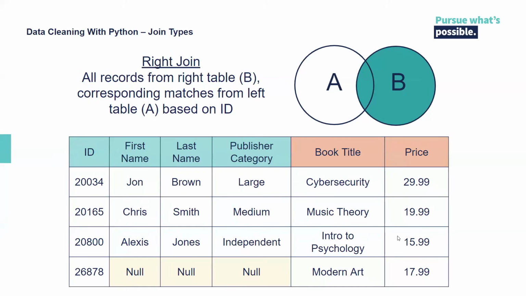A right join is just the opposite. We're going to have all of the books in table B that stayed, and then only the values from table A that match are going to be joined. So we had all the first three records matched by ID, but then our last book, Modern Art, the author of this book, their ID was not included in the table. And so this author, this ID did not have a record in our table A, so no values came across for that. So that's a right join.